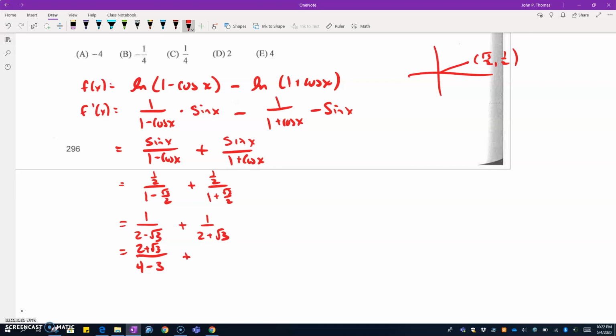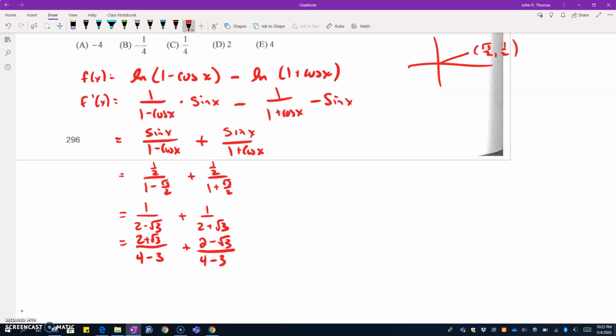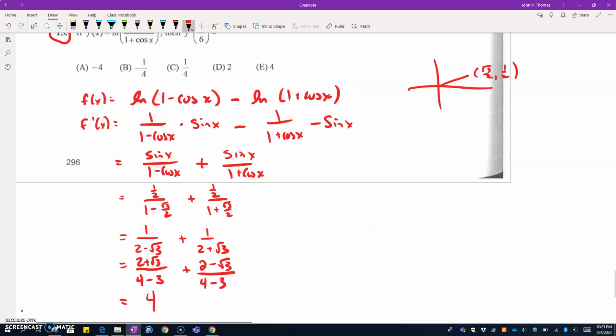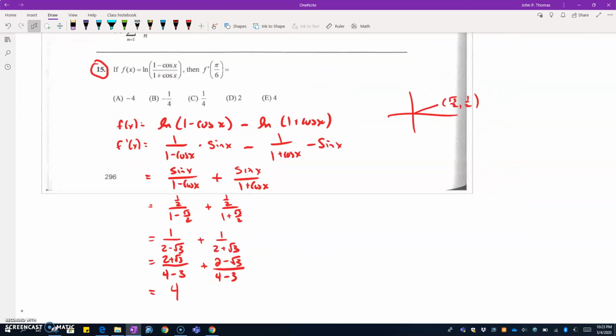And then on the second one, I get a 2 minus root 3 top and bottom. So that's going to give me 4 minus 3 in the bottom. All right, so the bottom's going to be a 1, so I just add the tops. 2 plus 2 is 4. Root 3 minus root 3 is 0, so I just get a 4 there. All right, so my correct answer on this one would be positive 4, which is E.